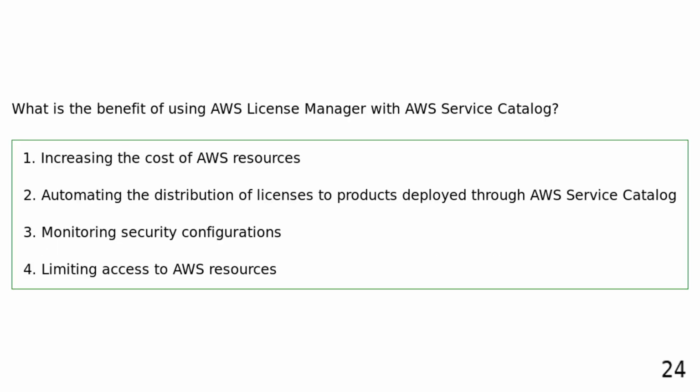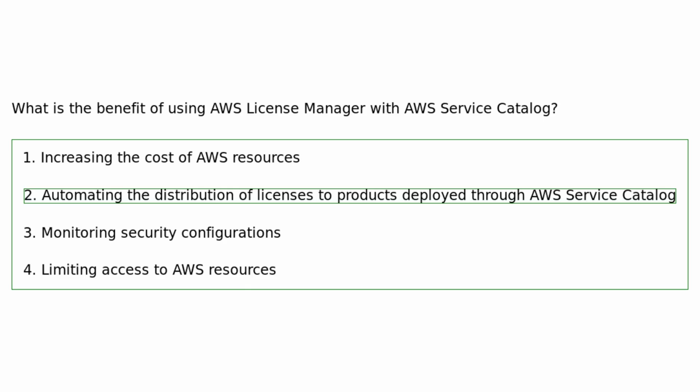What is the benefit of using AWS License Manager with AWS Service Catalog? Increasing the cost of AWS resources. Automating the distribution of licenses to products deployed through AWS Service Catalog. Monitoring security configurations. Limiting access to AWS resources. Integrating AWS License Manager with AWS Service Catalog allows for the automation of license distribution for products deployed through Service Catalog, ensuring compliance and cost control.